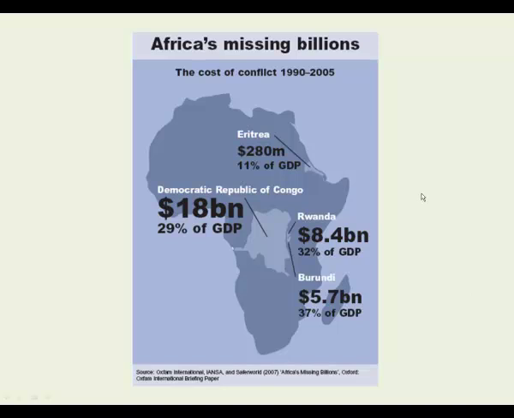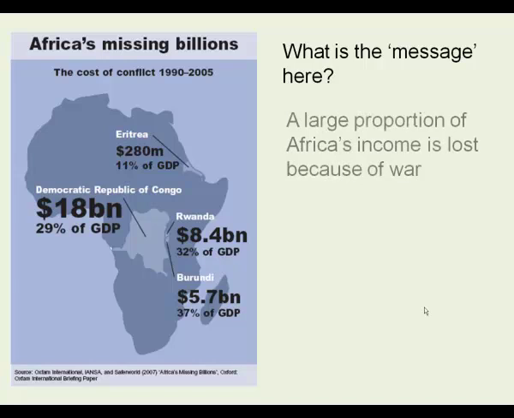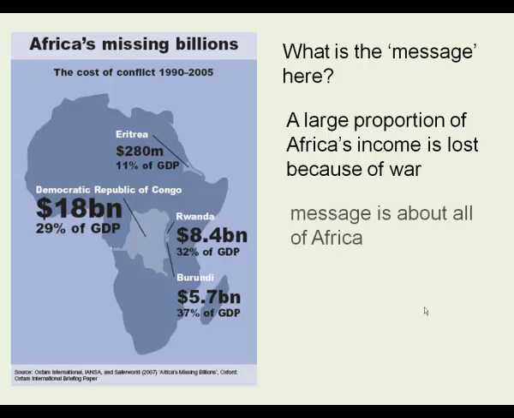So, for example, in this case, I've got this big poster by Oxfam International, and I would say that this message is about the fact that a large proportion of Africa's income is lost because of war. That's the message. Now, what does the message apply to? It's about all of Africa. So the message is about the loss of income because of war, but it's about all of Africa.